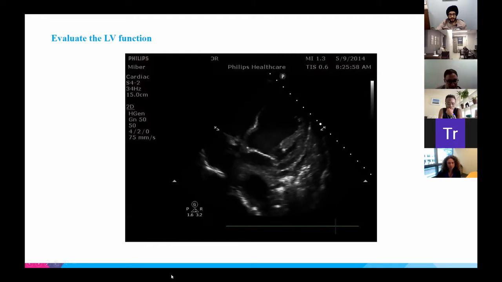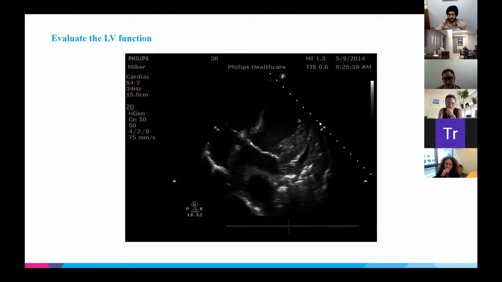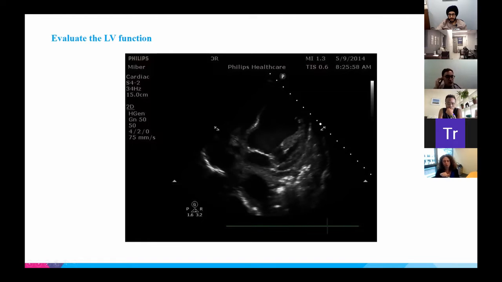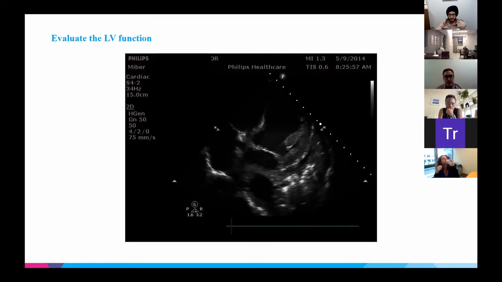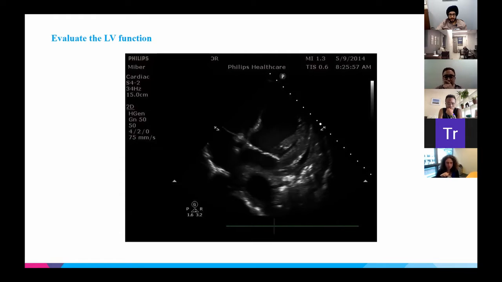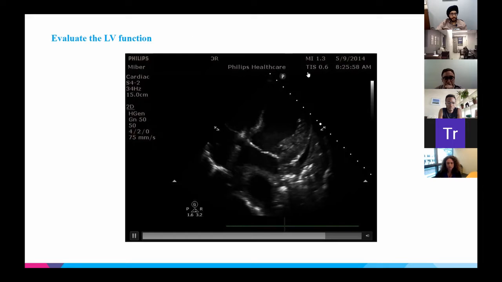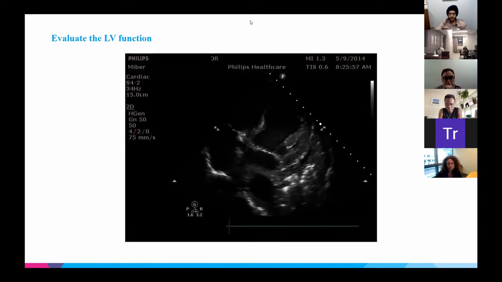All right. And so let me see here. And maybe as you guys are answering the poll, someone could tell me what view we're looking at here. I think Andrew's saying apical four-chamber. Excellent.